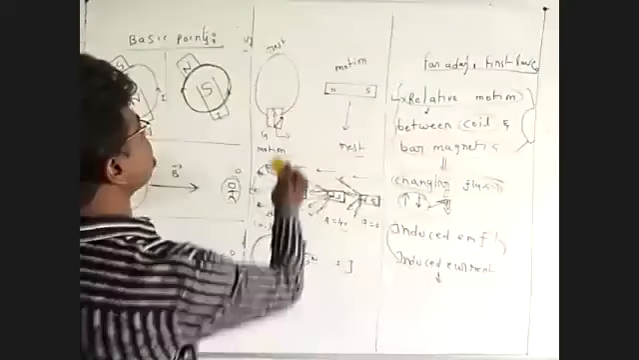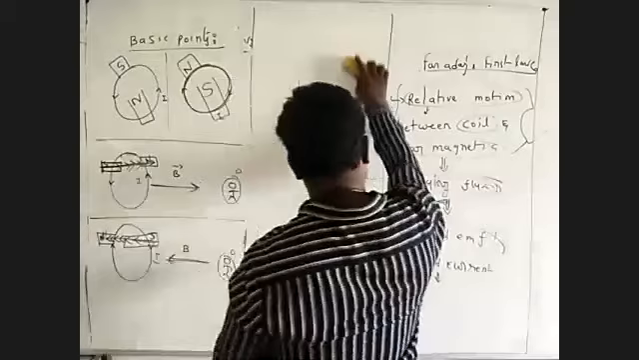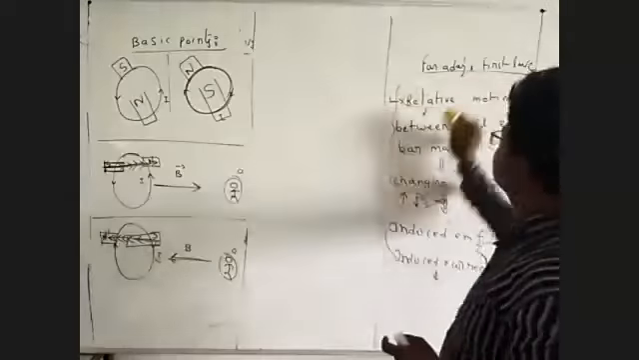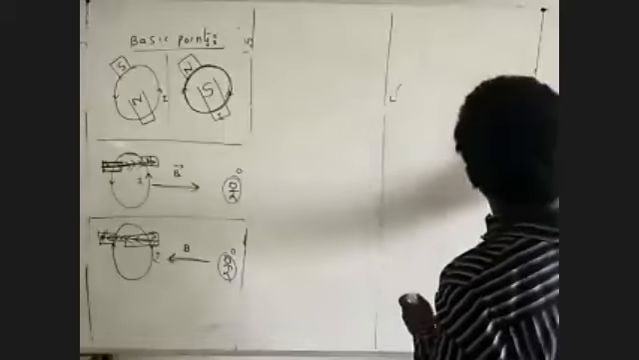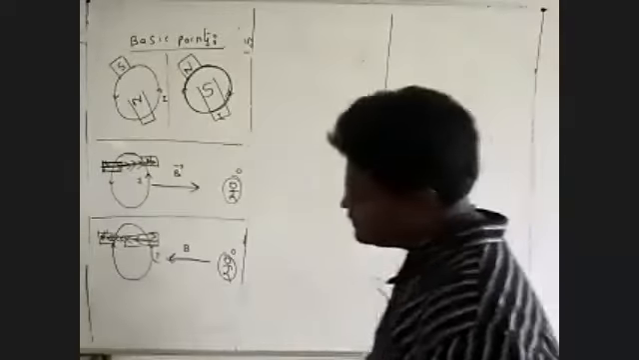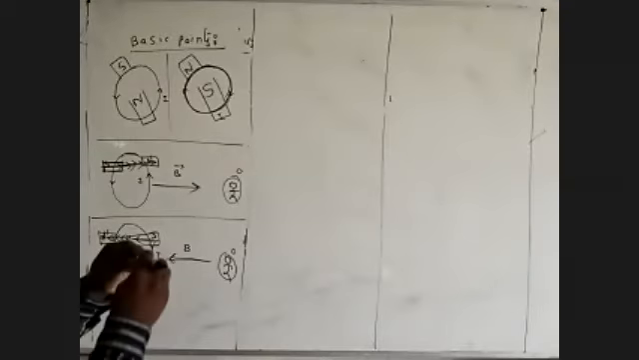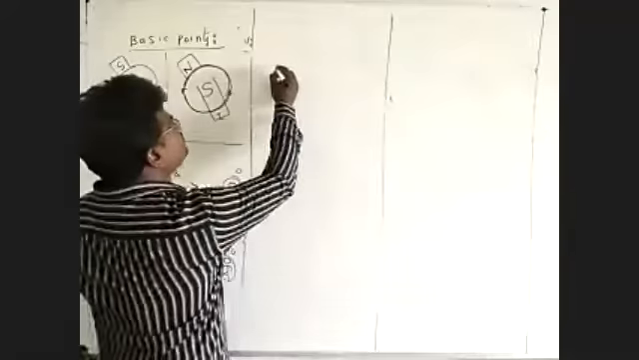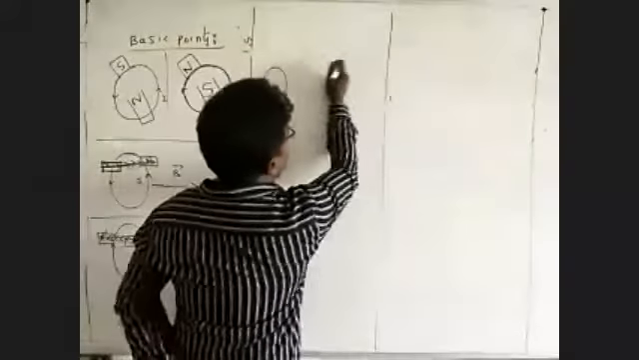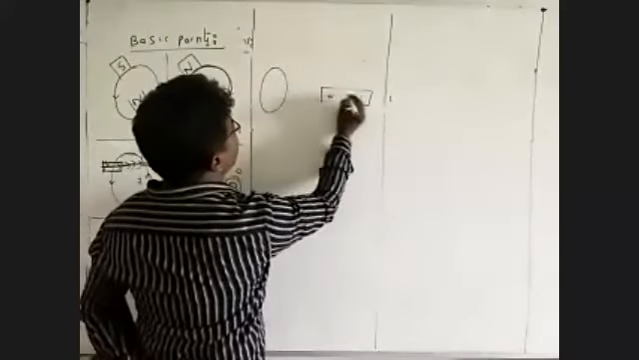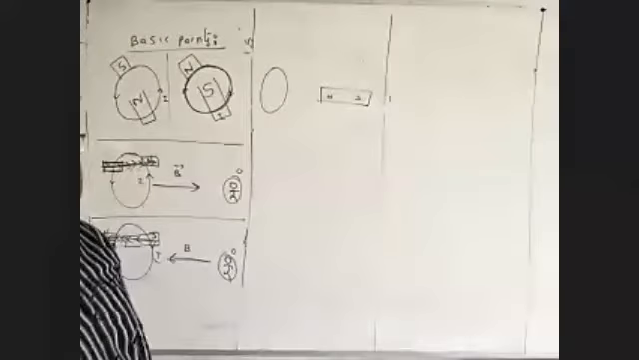Okay, this is Faraday's law. Now, you see here: this is a coil, this is a magnet, this is the north pole and the south pole. Next we have to learn Lenz's law.